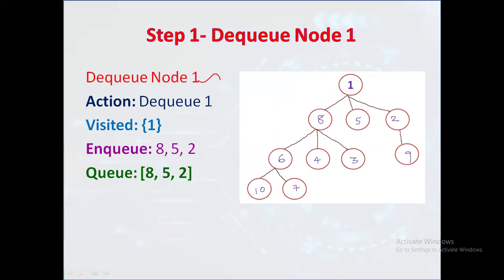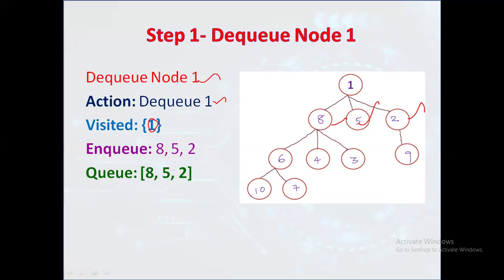So what action are we doing here? The action is we are dequeuing this first node. Once you are dequeuing, we have to put it in the output sequence that we are calling the visited. And next, what are all the things to be in the queue? 8, 5, and 2. We have to put it in the enqueue: 8, 5, 2.